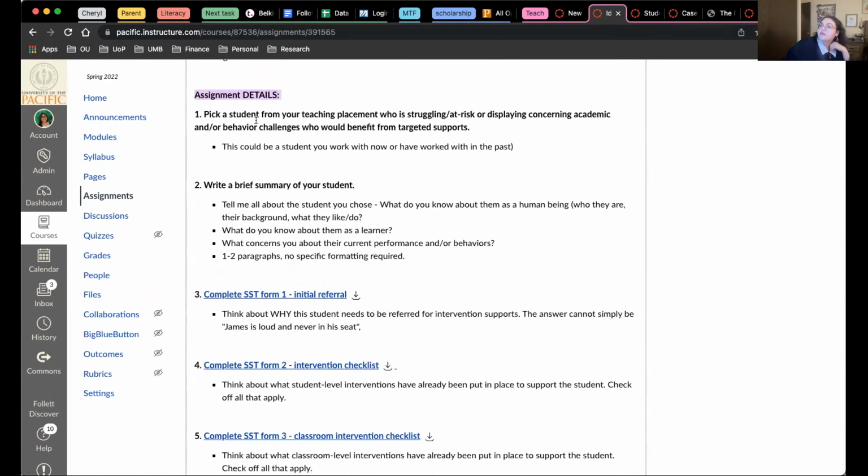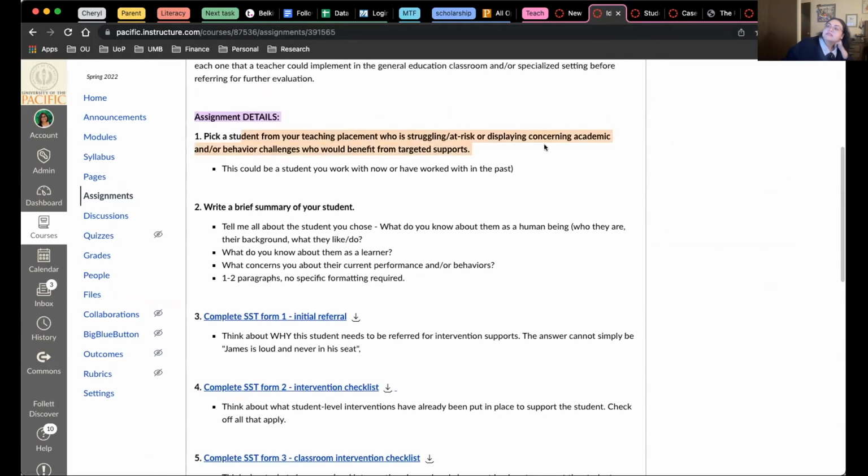So the first step, I want you all to pick a student from your teaching placement who is struggling or at risk that you just see from your observations. It's a student who is displaying concerning academic and behavior challenges, either one or both, and who would benefit, in your opinion, from targeted supports. So this could be a student that you have worked with, that you are currently working with. Either one is totally fine.